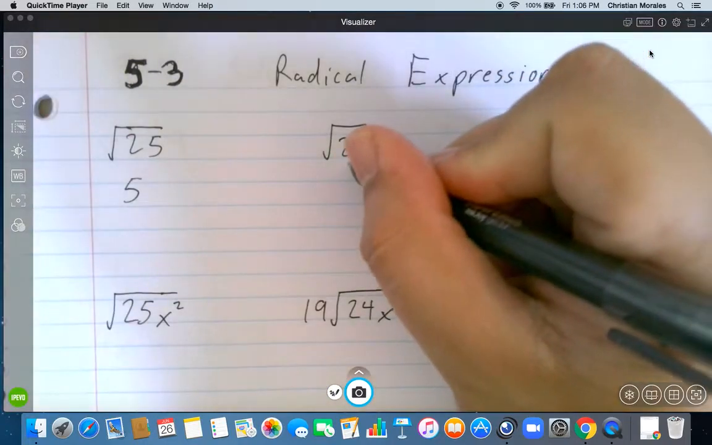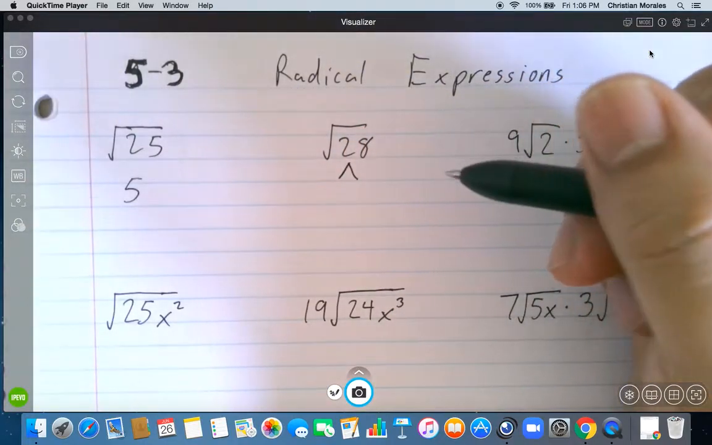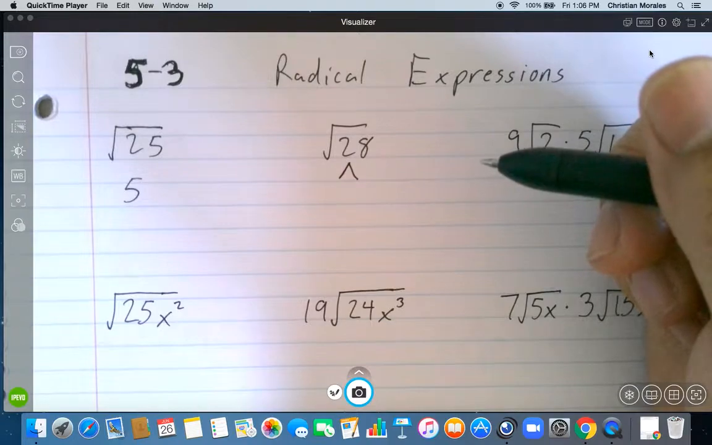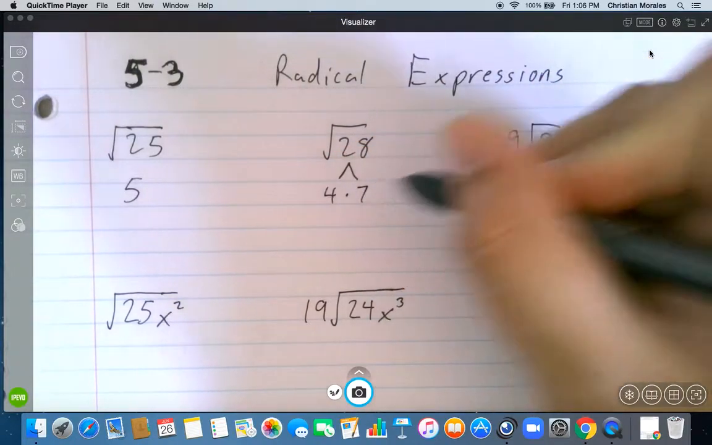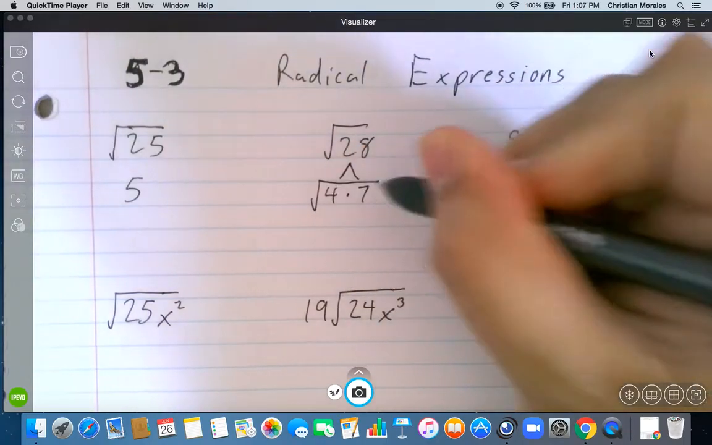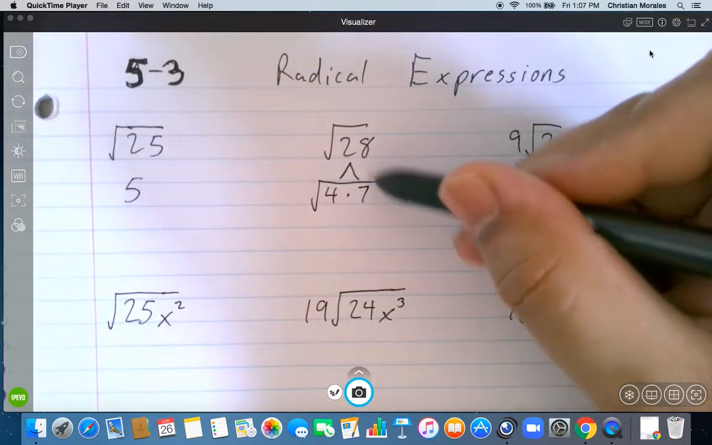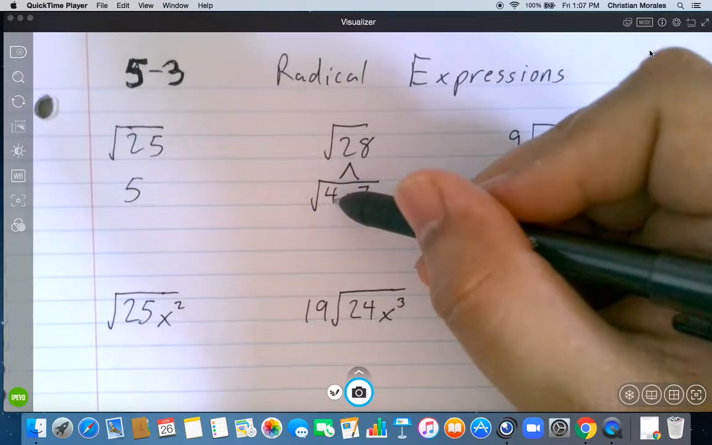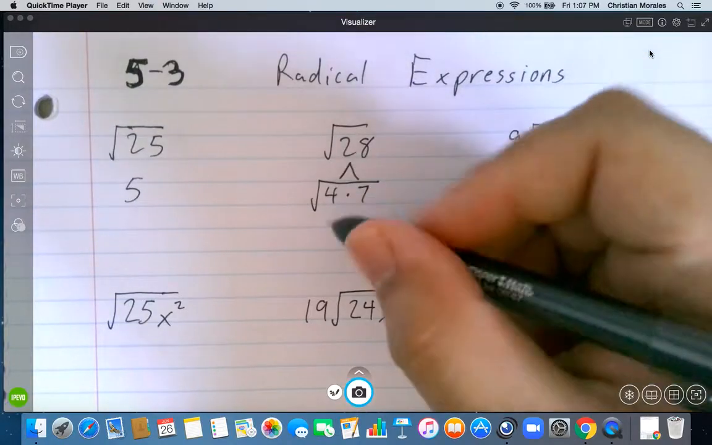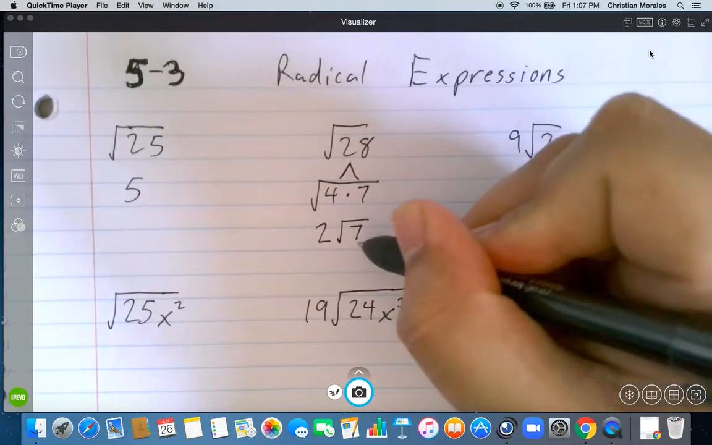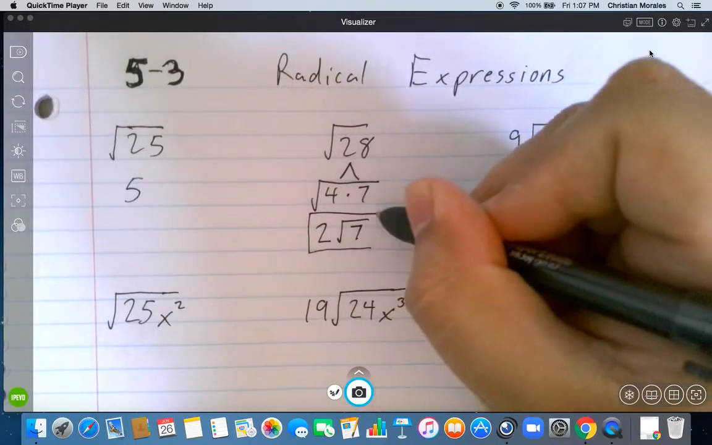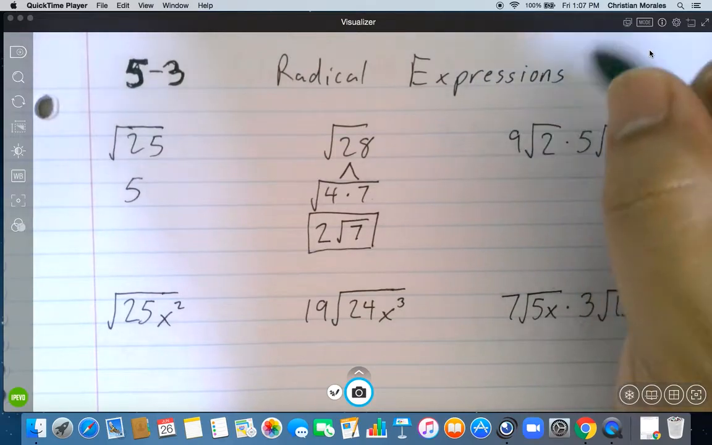So what we do is we split it up into numbers that actually have square roots. So what numbers have square roots for this? Now, 4 times 7 makes 28, but only 4 has a square root. What's the square root of 4? 7 doesn't have a square root. So this is actually more accurate of an answer than 5.2.